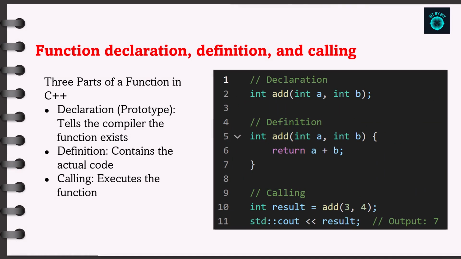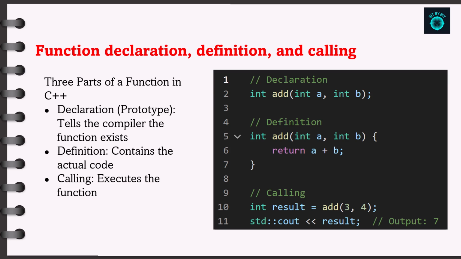First, the declaration. This is also called the prototype. It tells the compiler about the function's name, return type, and parameters, but does not include the body. Second, the definition. This is where we write what the function does. Third, the function call. This is how we use or trigger the function in our program.